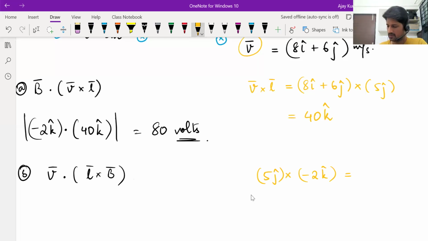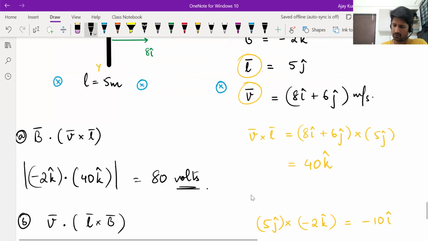Minus I, sir. J cross k is I. There's a minus sign. So this becomes minus 10 I cap. Correct. Now velocity vector is 8 I cap plus 6 j cap, dot the L cross B vector, which is minus 10 I cap. If you take the dot product, you will again get minus 80. And if you take its magnitude, it will become plus 80. So as I said, the order of the vectors does not matter. One vector dot cross product of the other two vectors will always give you motional EMF.